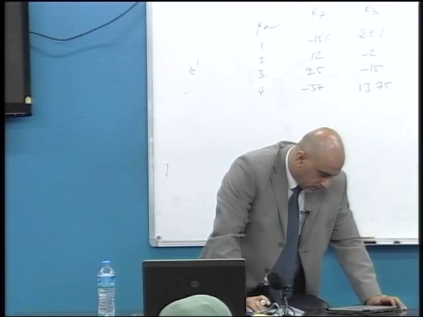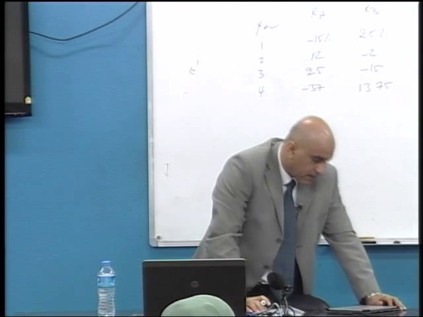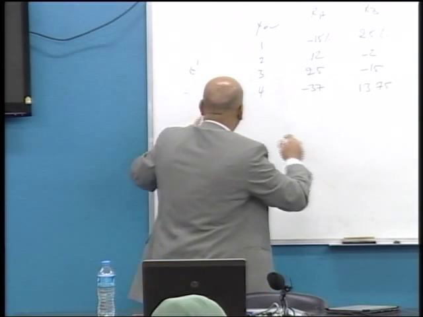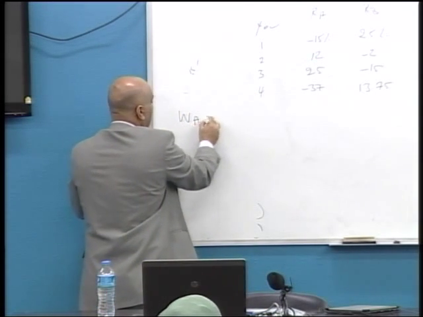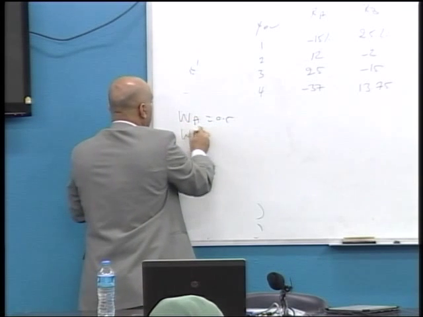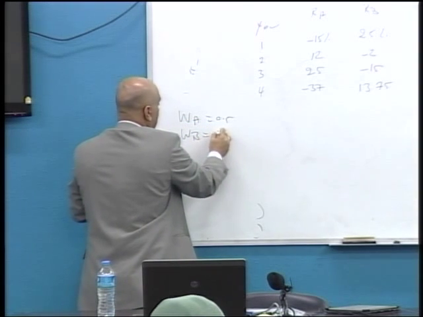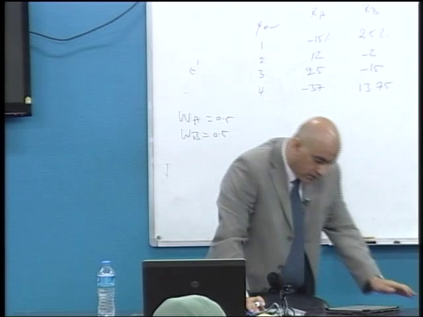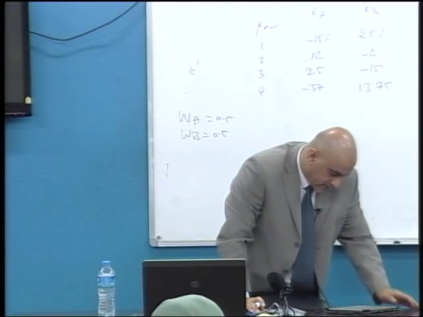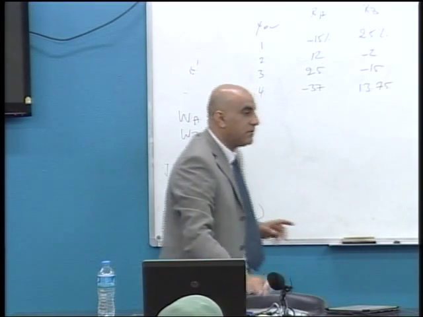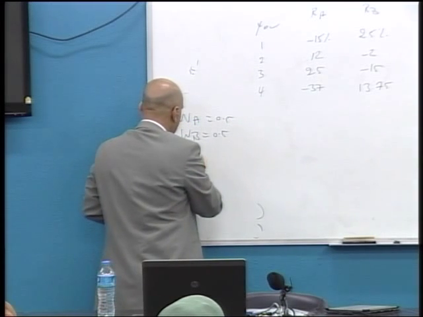Now, a little question. The weights for A and B are equal: the weight of A is 0.5 and the weight of B is 0.5 as well. The rho is -1. The rho is -1.